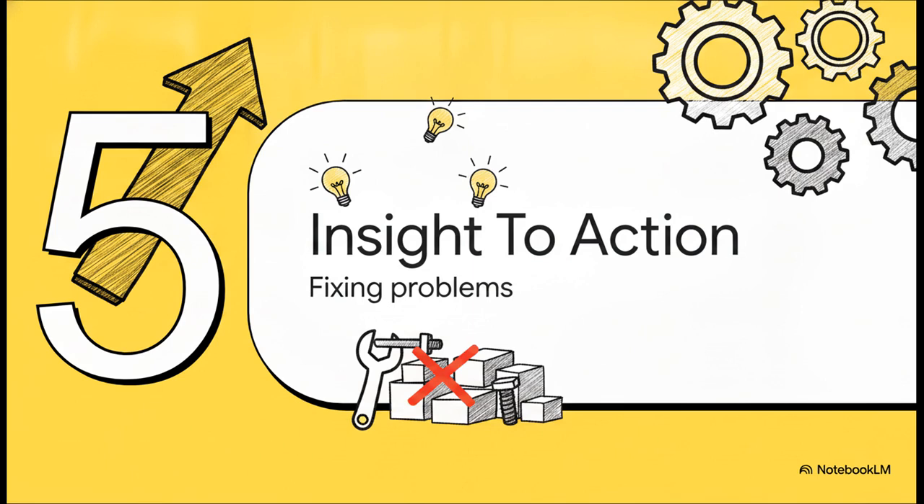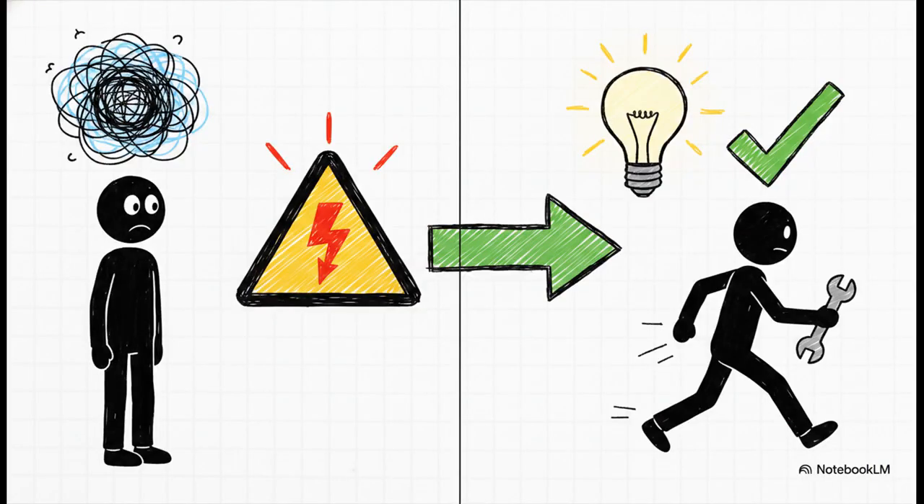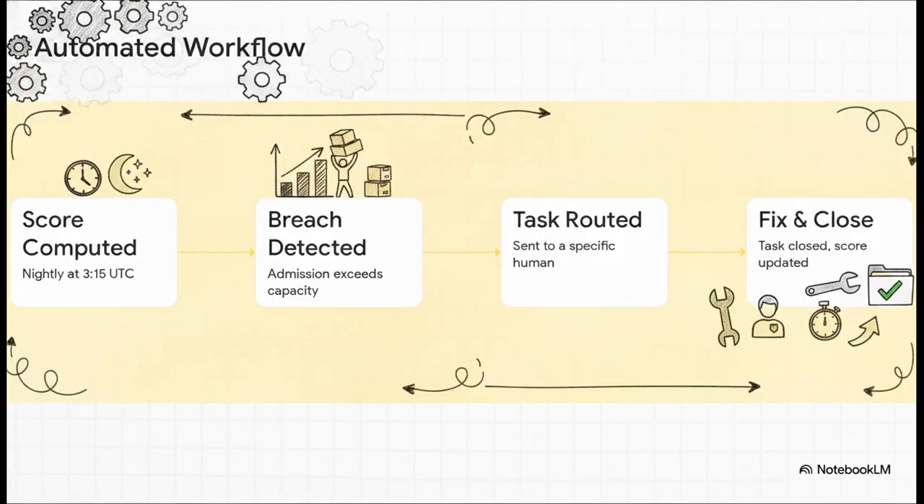Let's talk about actually fixing problems. Think about the difference between a traditional dashboard and a true operating layer. Honestly, a dashboard just shows you a problem. It usually leaves executives totally paralyzed by a sea of red numbers on a screen. But an operating layer? It doesn't just identify a risk. It takes that insight, turns it into a concrete task, and assigns a named human being to go fix it. Let's see how this builds into an automated workflow.